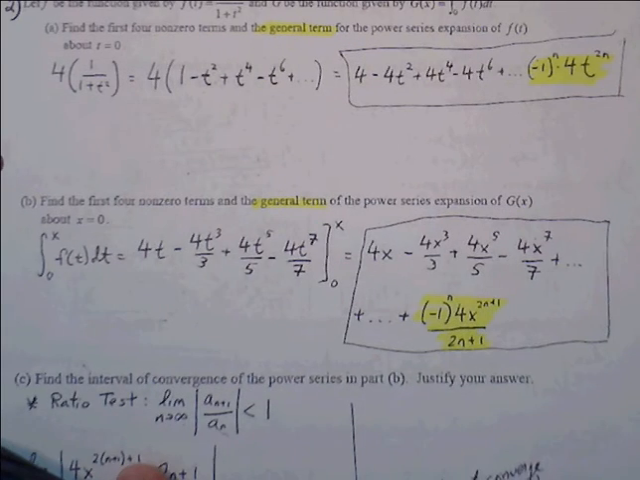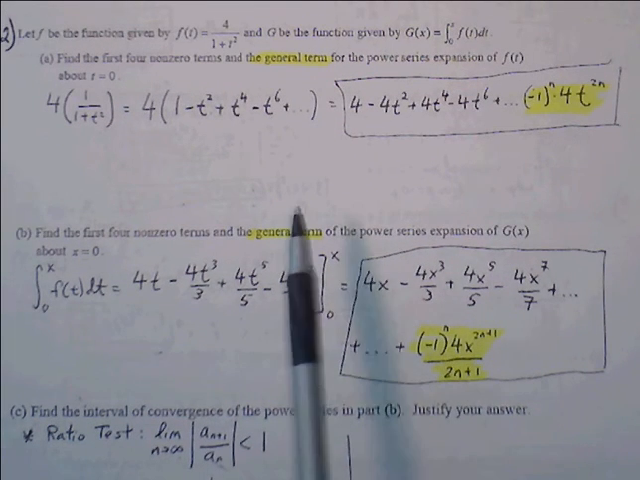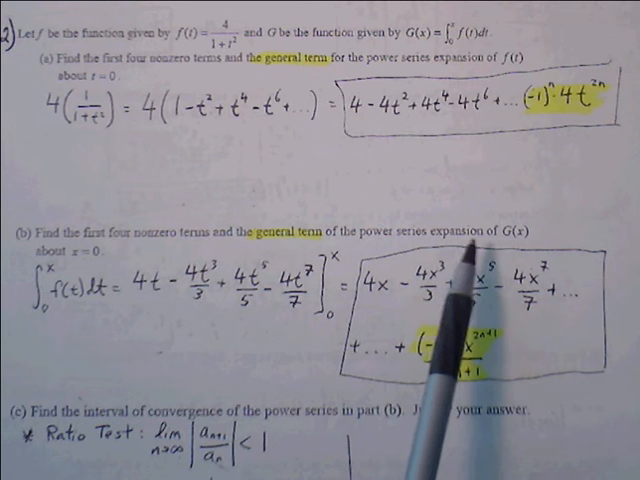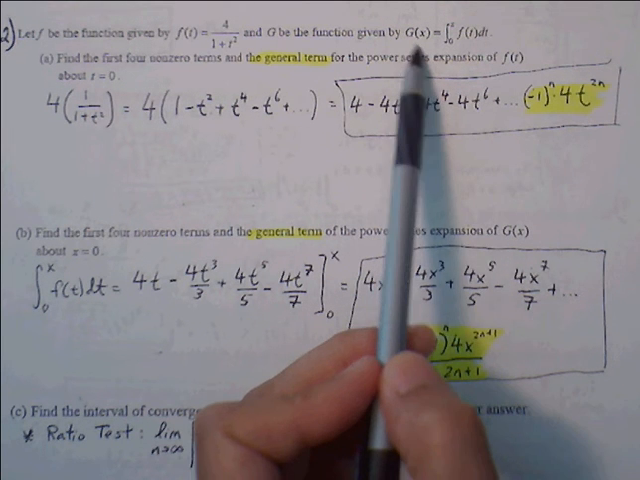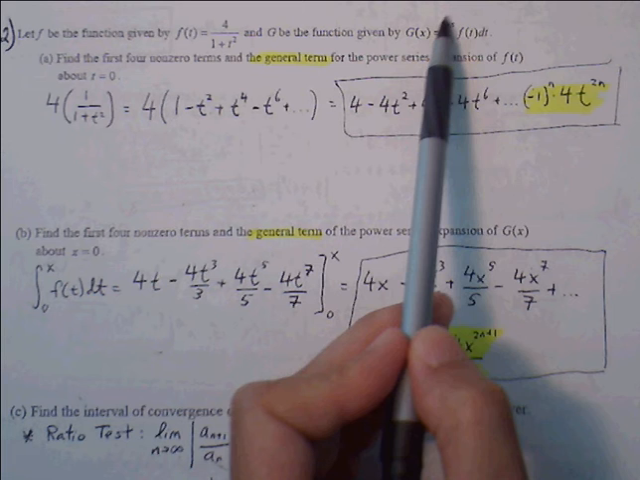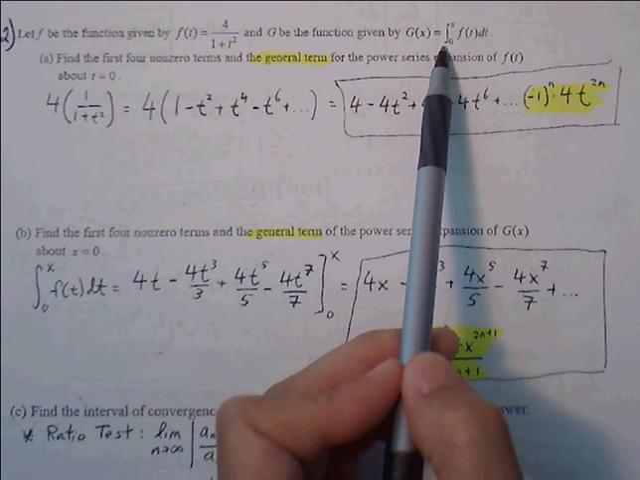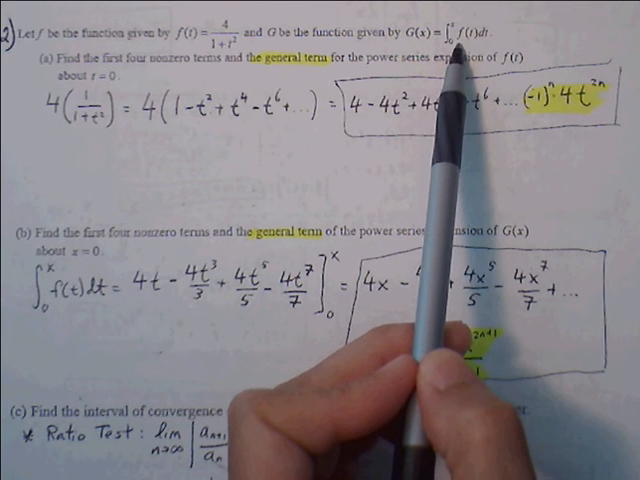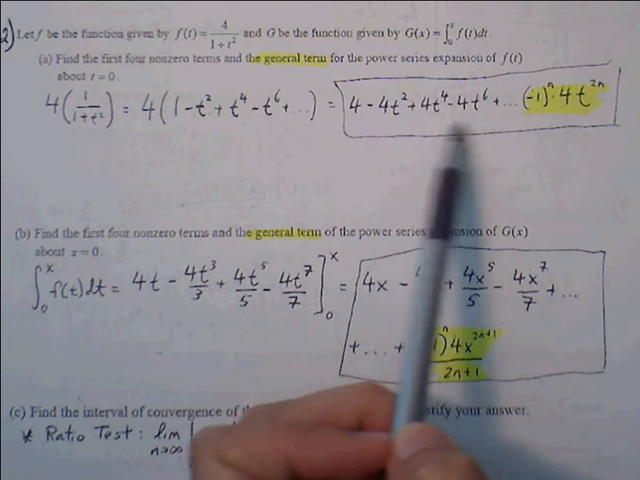Part B, find the first 4 non-zero terms of the power series expansion of g of x. So power series means that we want to find the indefinite integral of f of t. So we just have to find the definite integral of the result of what we found here.